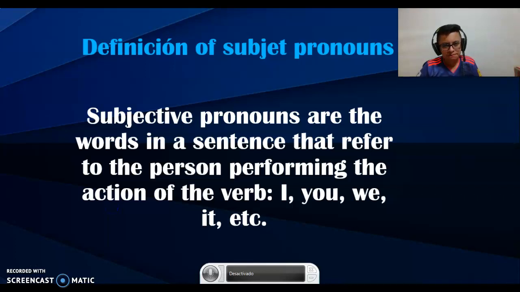Definition of subject pronouns. Subject pronouns are the words in a sentence that refer to the person performing the action of the verb. Example: I, you, we, it, and the others.